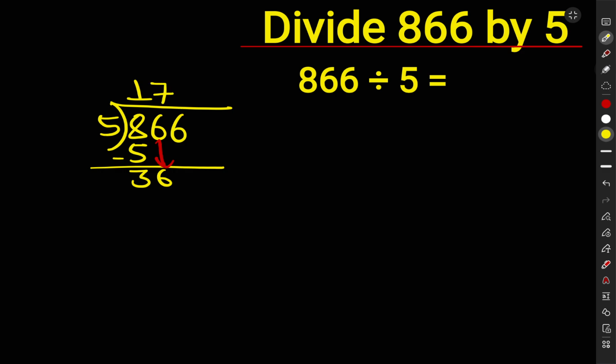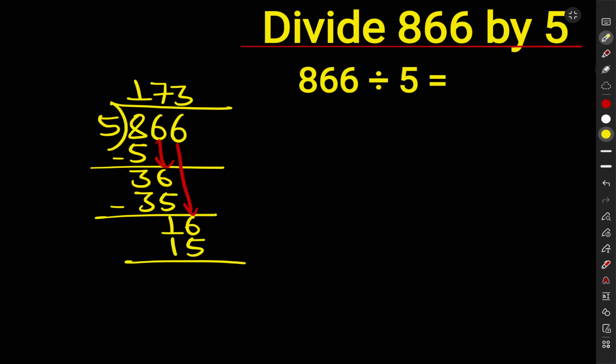5 times 7 is 35. On subtracting we get 1. So again we put down this 6 and it is 16. 5 times 3 is 15. On subtracting we get 1.